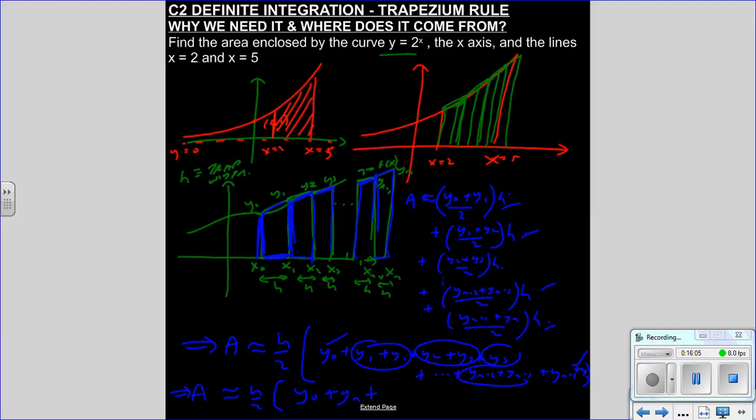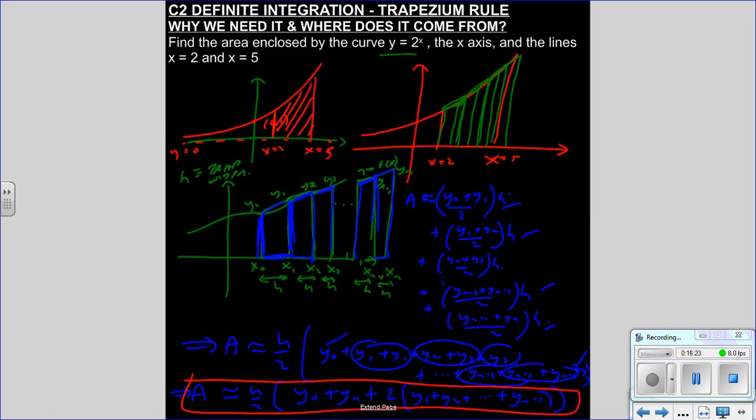Two lots of yn take 1, so two lots of y1 plus y2 plus dot dot dot plus the second before last. That's your trapezium rule, okay? Done. Finished. So essentially, what it's saying is the trapezium rule is h over 2, first one plus last one plus two lots of everything else. First one plus last one plus two lots of everything else, all times by h over 2.